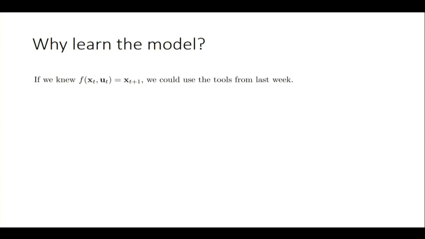So if we knew this dynamics function, we could use the tools from last week. For a lot of today's lecture, I'm going to refer to deterministic dynamics. I'm going to say f(x, u) is equal to x_{t+1}. But in general, remember that this might also be a probability distribution. And if we're in a continuous setting and we want to keep it simple, we might say maybe it's a Gaussian distribution where the mean is given by this f(x, u). Or we can just talk about deterministic stuff, but keep in mind that the stochastic extension is usually pretty straightforward.